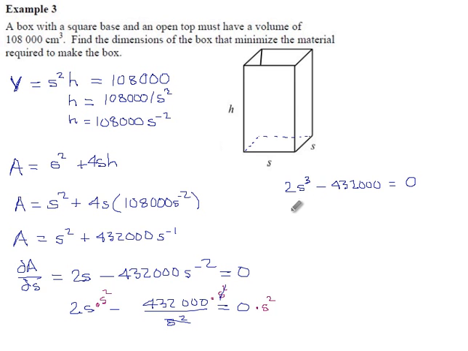Take the 432,000 over to the other side. We get 2S cubed equals 432,000. Divide by 2. S cubed is 216,000. Cube root that, and as we all learned on our grandmother's knee, the cube root of 216,000 is 60. So, the measurements of this box are going to be 60 by 60 on the base.